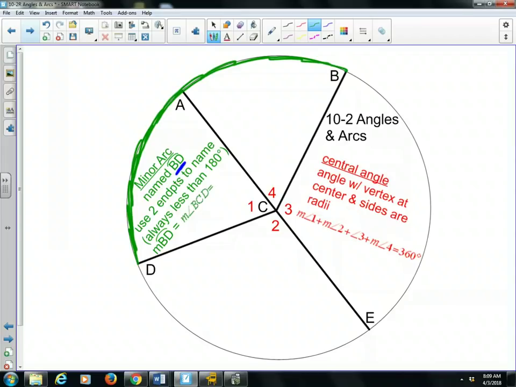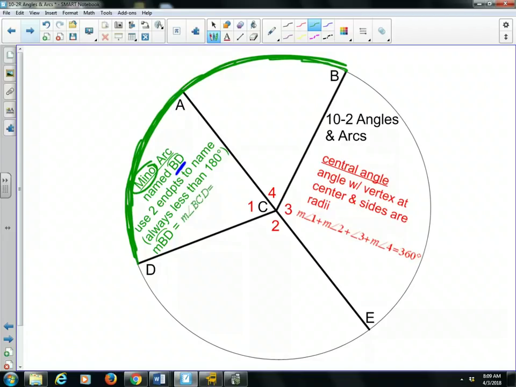A minor arc is always less than 180 degrees. That's why the name minor is there. Minor sometimes means a little bit smaller. So a half circle is 180 degrees. So if it's less than a half circle, as you can see, arc DB is less than a half circle. It's going to be less than 180 degrees.